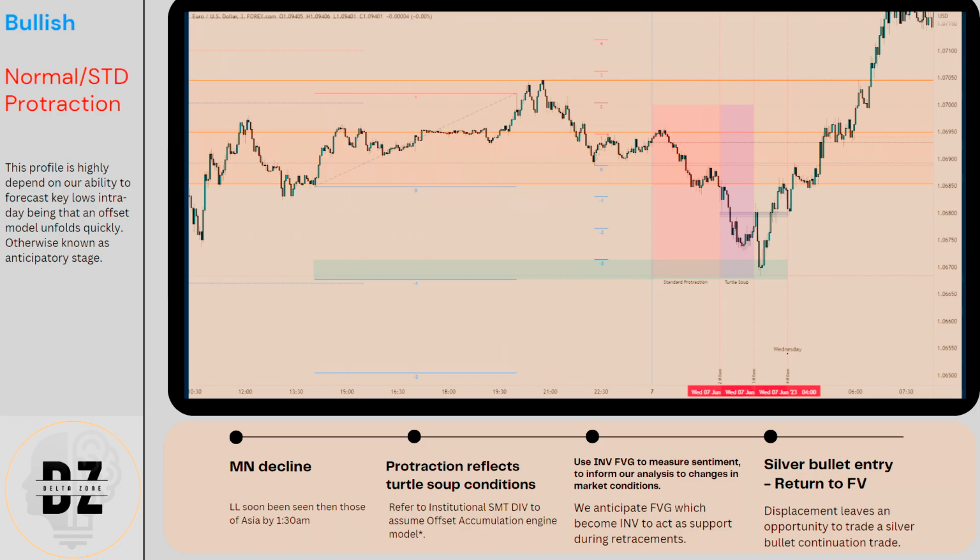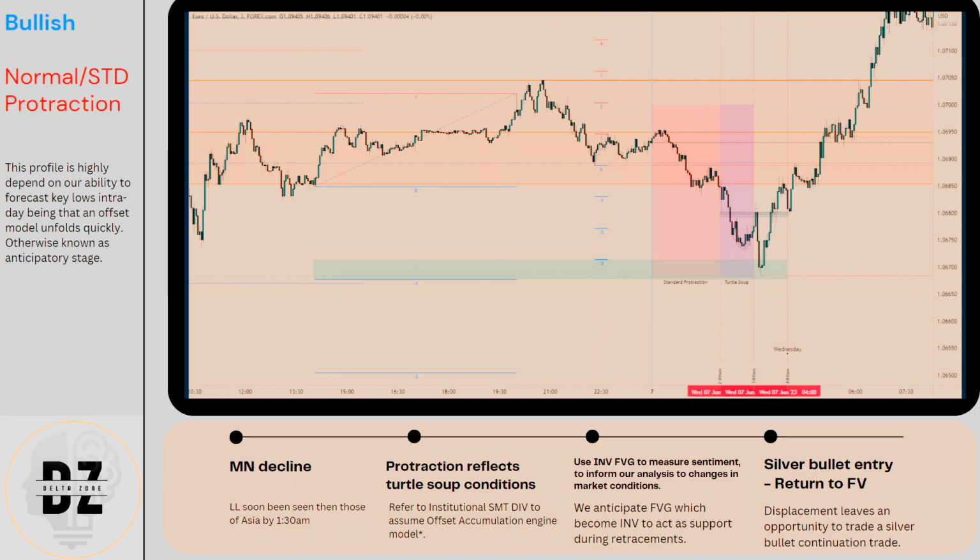To reiterate on some of the key points in this example, we refer firstly to the bearish trend after midnight. This constitutes the bare minimum criteria for a bullish standard protraction profile. So once we confirm a lower low before 1:30 a.m. in reference to Asian session or the lows created in New York's PM trading, we move on to another anticipatory stage, and that is the reversal.